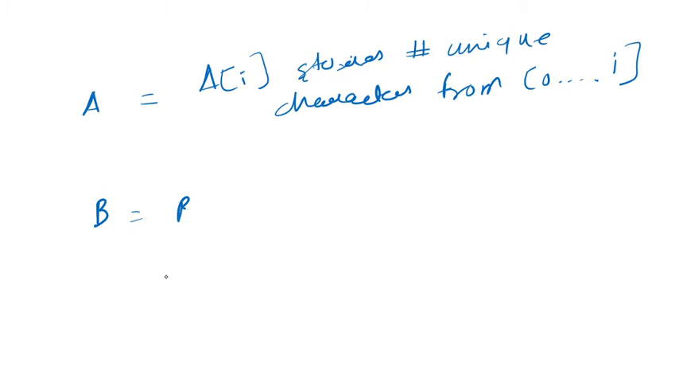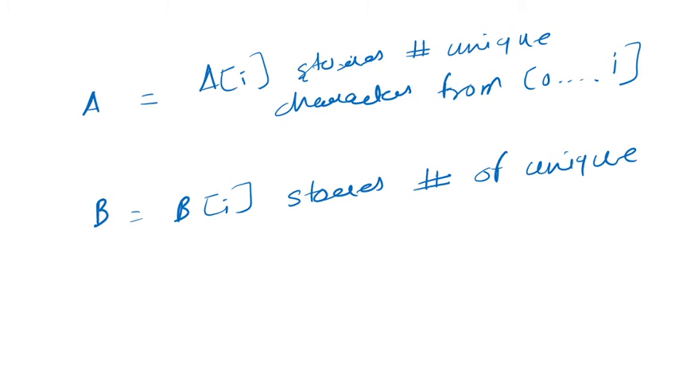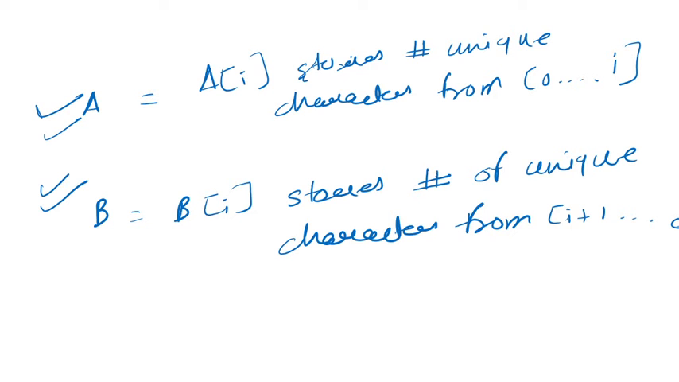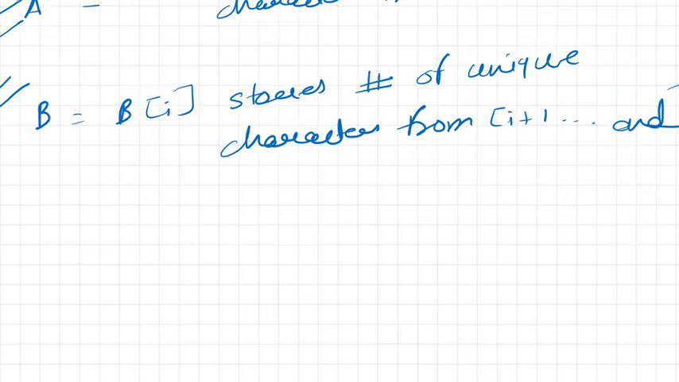And B, where B[i] stores the number of unique characters from i plus 1 right to the end. So if we have these two arrays and if we pre-compute them, then it will be quite straightforward.